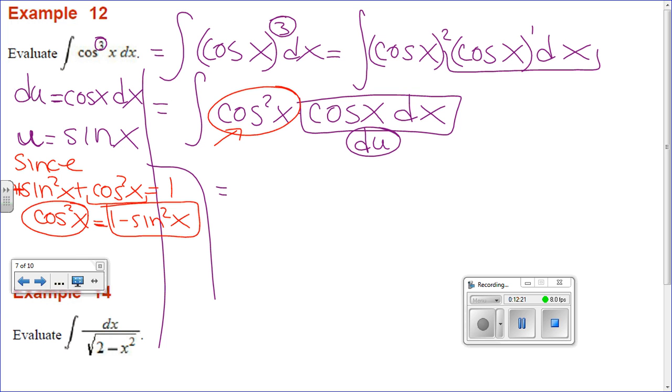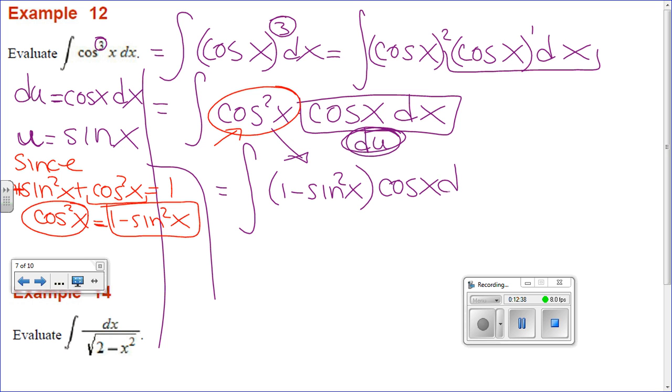So we're going to have the integral of 1 minus sine square x. That's replacing this. And then for this part, remember, well, we're not doing the u substitution yet, so let's still call it cosine x dx.